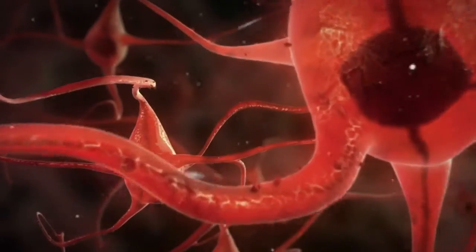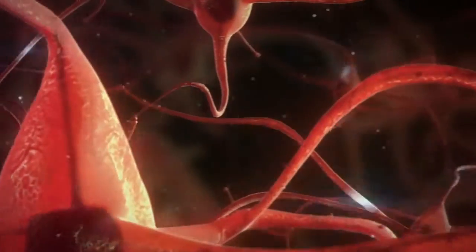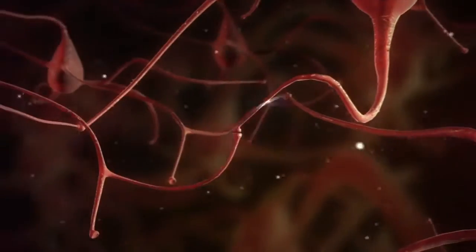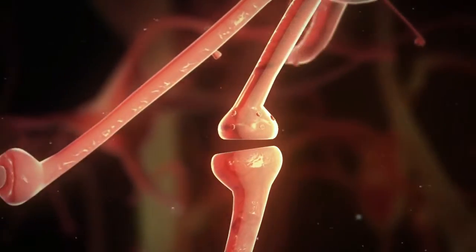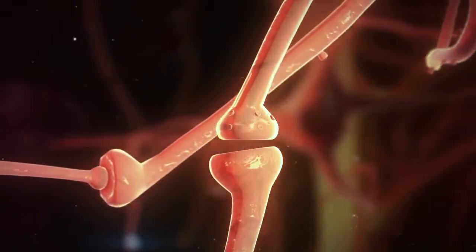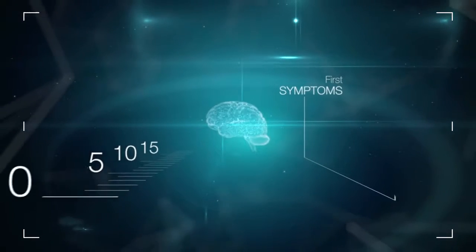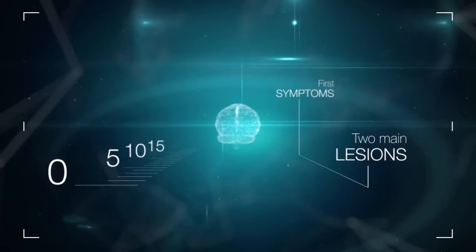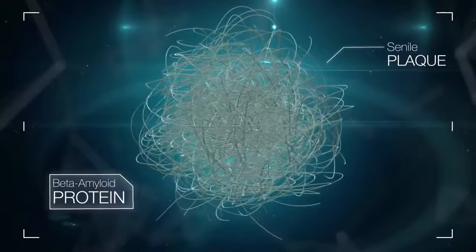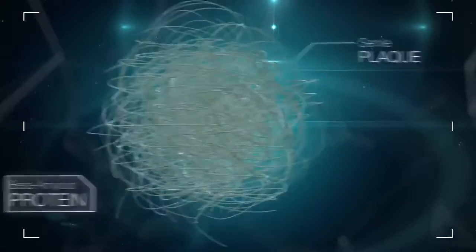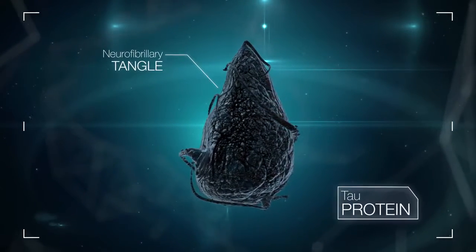We know that the brain is made up of neurons and that these are interconnected to form a vast network. These connections, known as synapses, enable the transmission of information from one neuron to another. In Alzheimer's disease, 10 to 15 years before the appearance of the symptoms, two main lesions form in the brain: senile plaques, composed of amyloid beta protein, and neurofibrillary tangles, composed of tau protein.